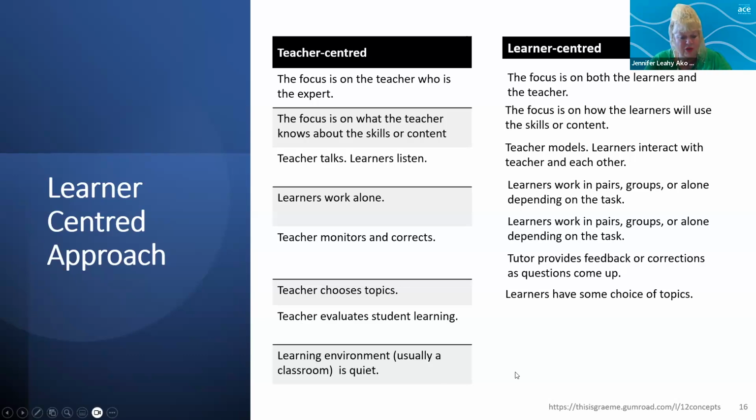Okay, two more to go, and Janet has written, sometimes it's very dependent on the program, but as much as possible, learners' interests and goals drive the program. That's totally correct with learner-centered. So if in a teacher-centered world, the teacher evaluates the student learning, what happens in a learner-centered world?